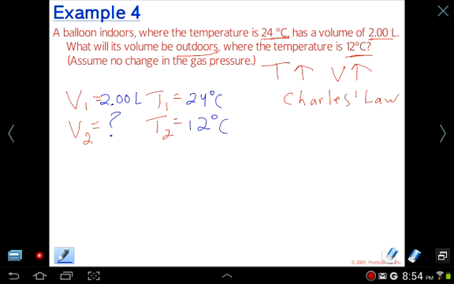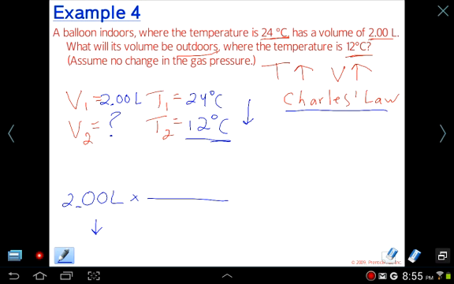So as we've done before, let's go ahead and begin with our unknown. So we got that's volume. So we got 2.00 liters. We'll multiply by the ratio of the temperatures. And it looks like our temperatures went down. And if our temperature goes down, according to Charles' Law, so will our volume. So in order to make this work, for volume to go down, we must put the small number on top, the big number on the bottom. So what you'll do is 12 is our small number and 24 is our big number.